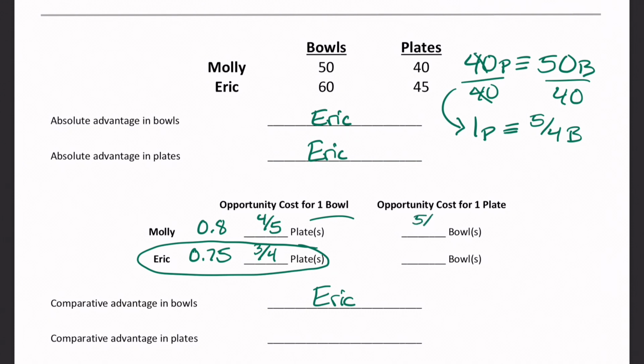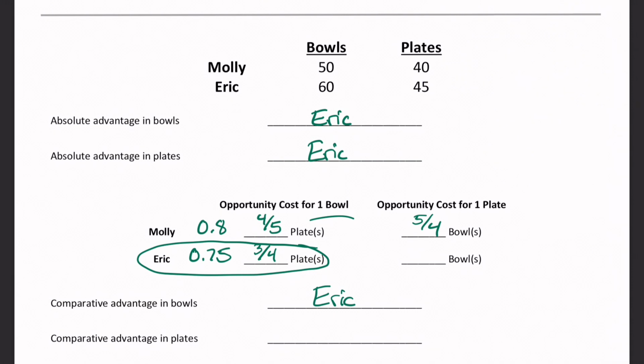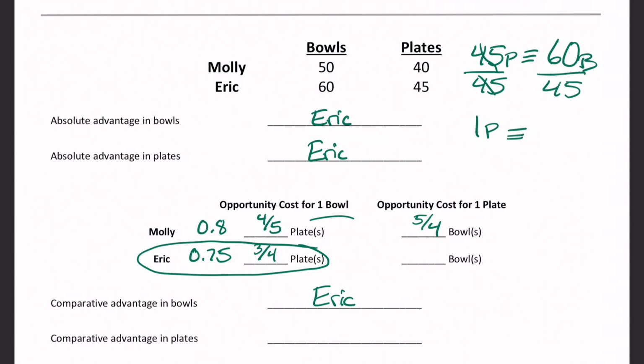So we have 5/4 right here for Molly, and then we're going to do the exact same thing for Eric. We're going to take Eric's production, and we're going to say, okay, Eric could produce 45 plates, which is equivalent to the production of 60 bowls for him. And we want to know, how about just one plate? Well, again, divide both sides by 45, and those cancel. Divide this side by 45, and we simplify it down, and we get 4/3 of a bowl. So we have 4/3 right here. Again, if you notice, these are just reciprocals of one another. 4/5, 5/4, 3/4, 4/3. Awesome.